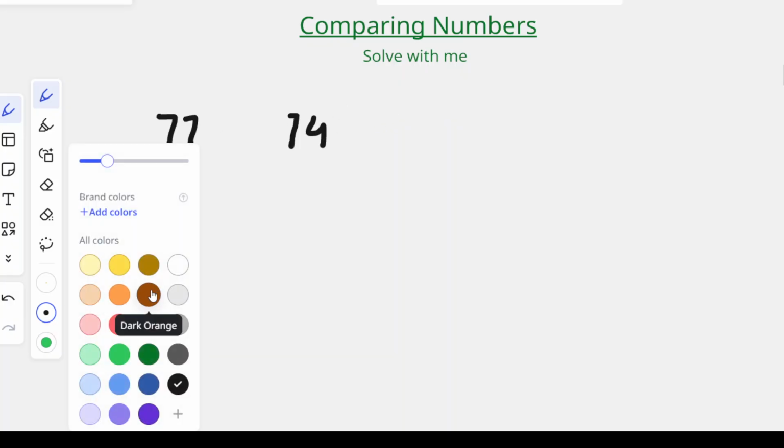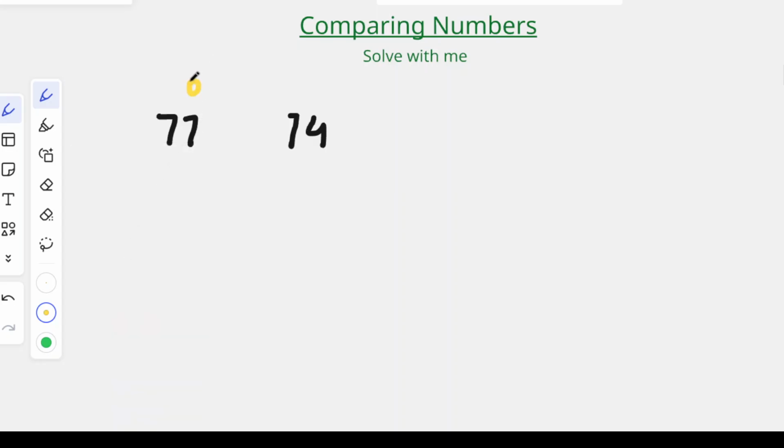So for comparing 77 and 74, we see that they are two-digit numbers. So we have ones place and we have tens place in both the numbers. To compare any number, we compare the digits at the highest place value. So here the highest place value is tens, right? But here we have 7 at both the places. In both the numbers we have 7. So 7 and 7, they both are equal. You cannot compare, right? So what we do in such situations, we move to the next digit.